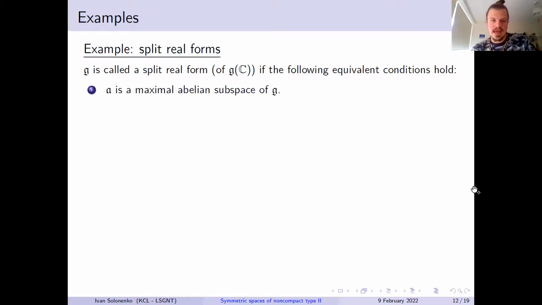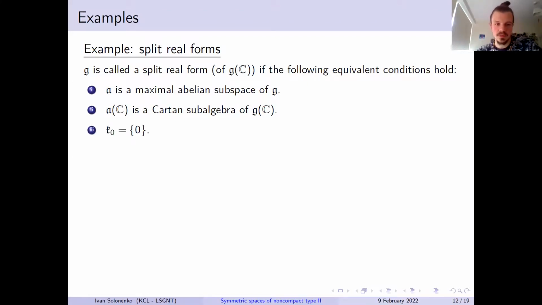So A is a maximal abelian subspace of G. We took it to be a maximal abelian subspace of P, so this is a stronger notion if it's maximal abelian in G. The second one is that the complexification of A is a Cartan subalgebra in the complexification of G. The third one is that K0 is trivial. And the fourth one is that all roots have multiplicity 1, so all G alphas are of real dimension 1, just real lines.